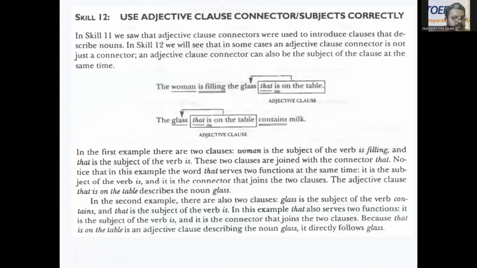All right. In the second example, there are also two clauses. Glass is the subject of the verb contains. That is the subject of the verb is, and that as well serves two functions. It is the subject of the verb is, but it's also the connector. So it's a connector subject that joins two clauses. Because that is on the table is an adjective clause describing the noun glass, it directly follows glass. The glass contains milk. What glass are you talking about? The glass that is on the table. Okay, that makes sense.